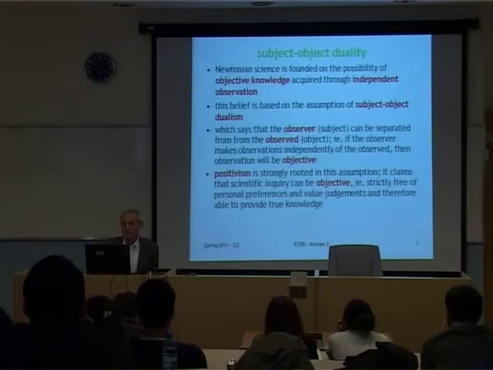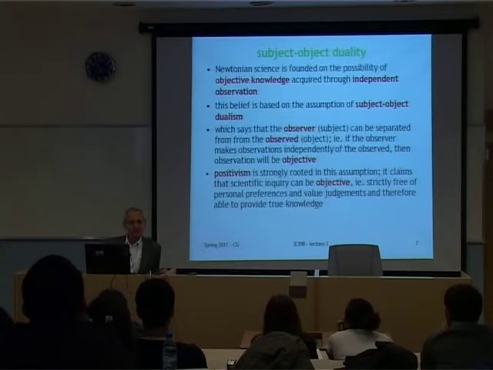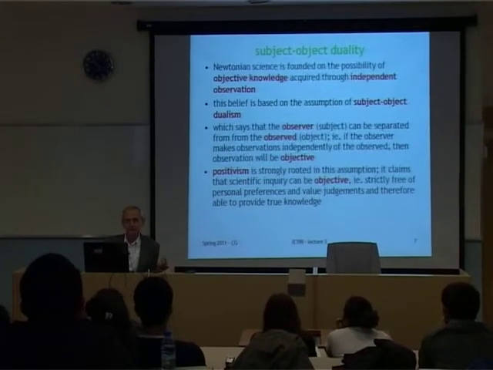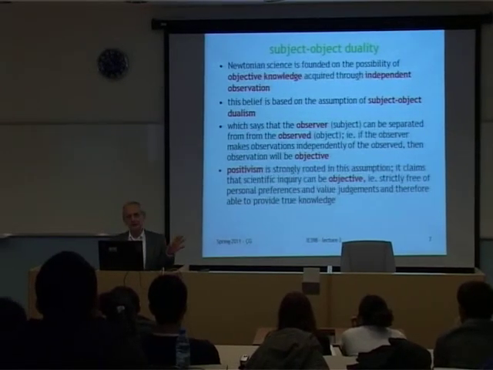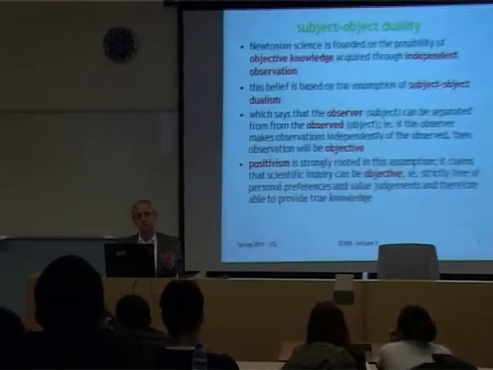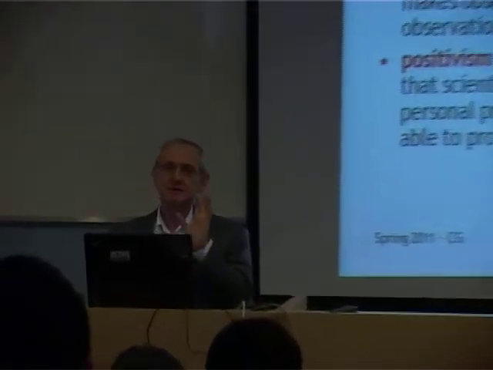Whose personal preferences would be important here? The subject's. The subject's personal preferences could contaminate or distort truth or reality. But since the subject is separated from the real world, in a way, the object is the real world, there will be no possibility of this sort of personal preferences and value judgments of the observer distorting the observed.